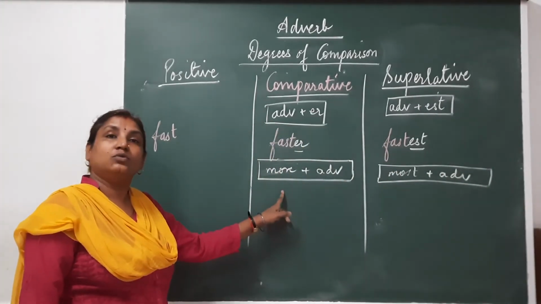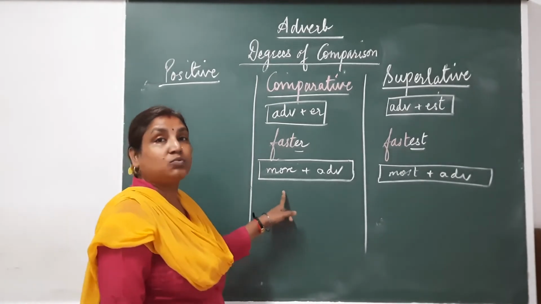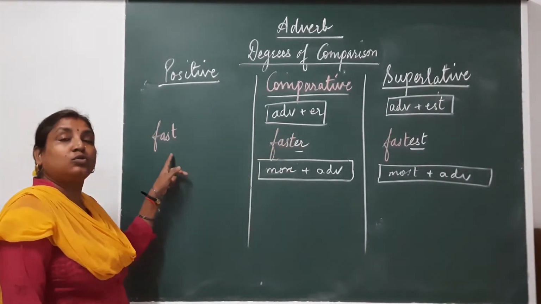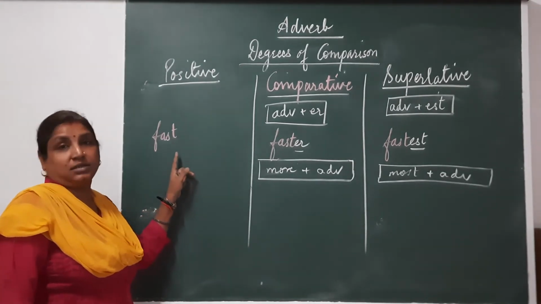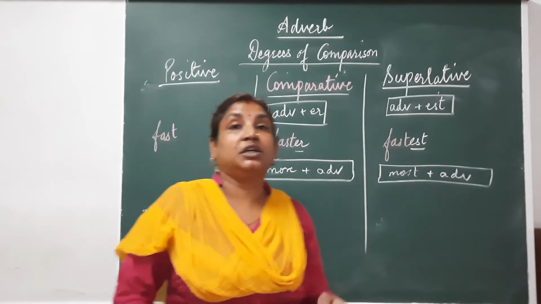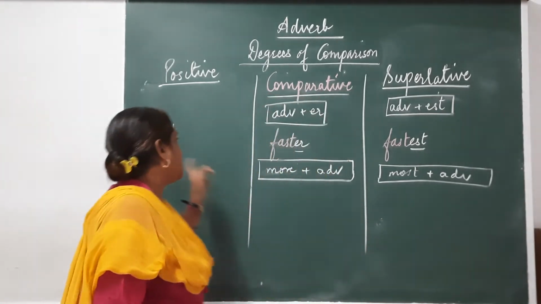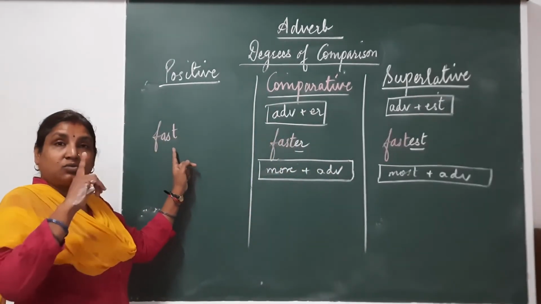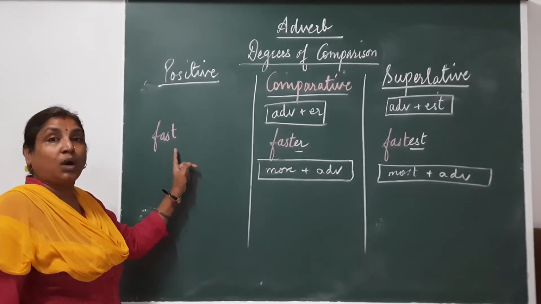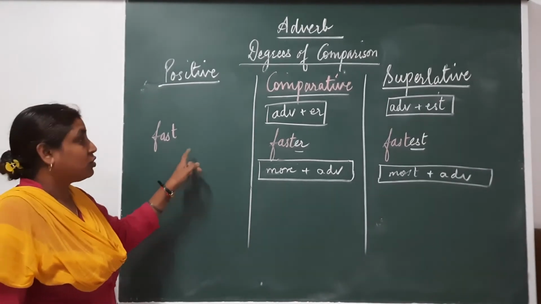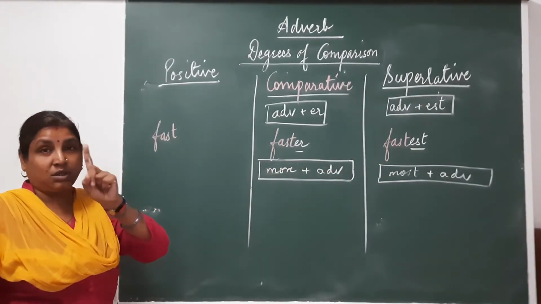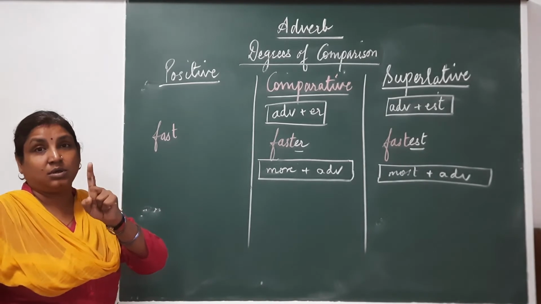More and most are used for those adverbs which have more than one syllable, and er and est are used for those adverbs which have a single syllable. Syllable means the sound, the number of sounds each word produces. When I say fast, it has only one sound, that is one syllable. So we will add er, est. Hard, one sound, one syllable.